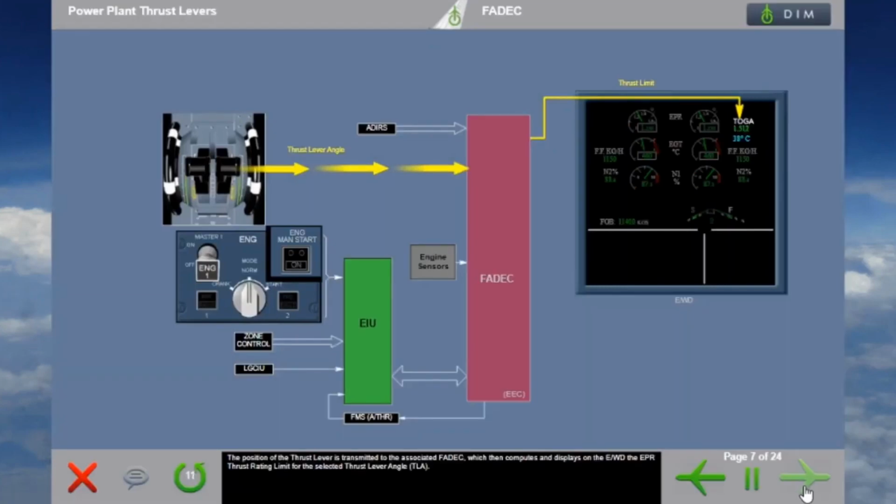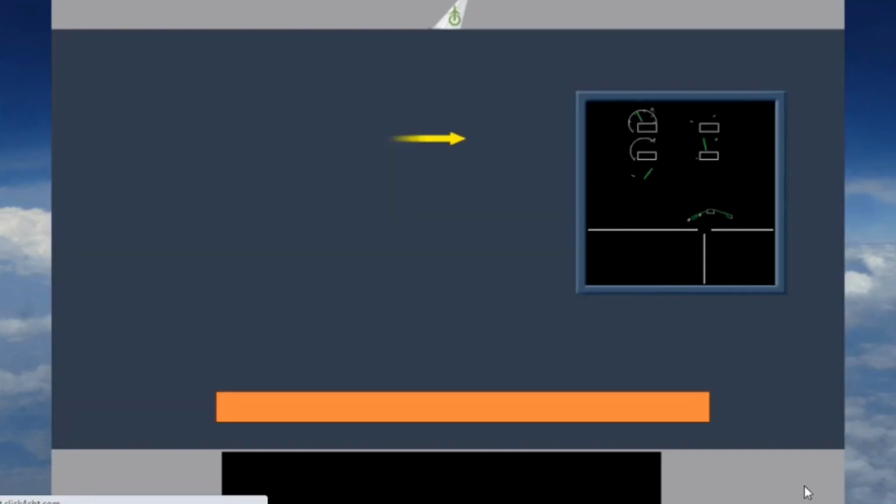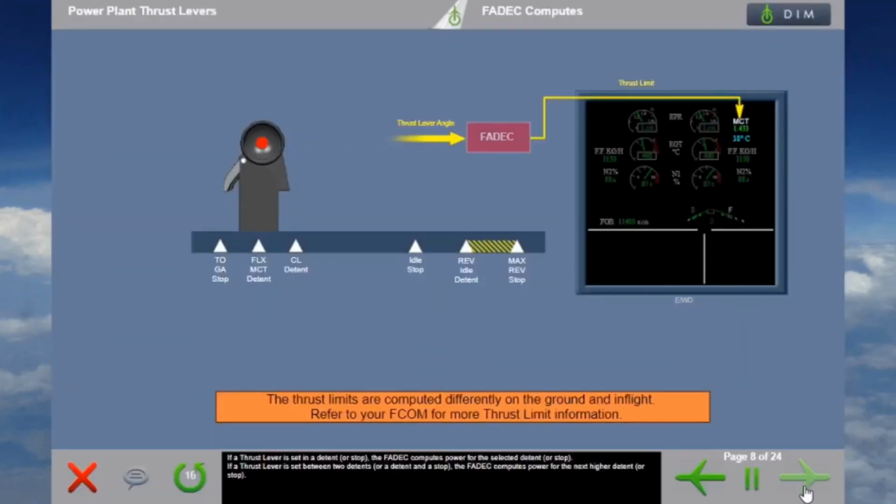The position of the thrust lever is transmitted to the associated FADEC, which then computes and displays on the EWD the EPR thrust rating limit for the selected thrust lever angle, TLA. If a thrust lever is set in a detent or stop, the FADEC computes power for the selected detent or stop. If a thrust lever is set between two detents, or a detent and a stop, the FADEC computes power for the next higher detent or stop.